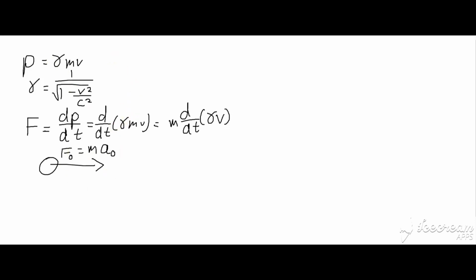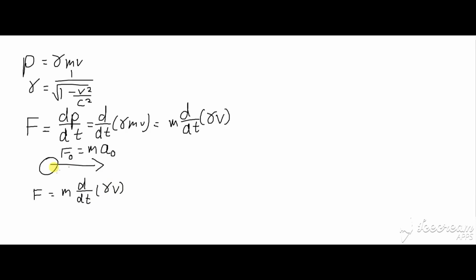Now, as I said earlier, what we want to do is find an expression for the velocity when the object is undergoing a constant force. So we just assume that F on the left-hand side of this equation is a constant. And I'm going to drop the naught subscript because it becomes too much of a pain to write as the video goes on.